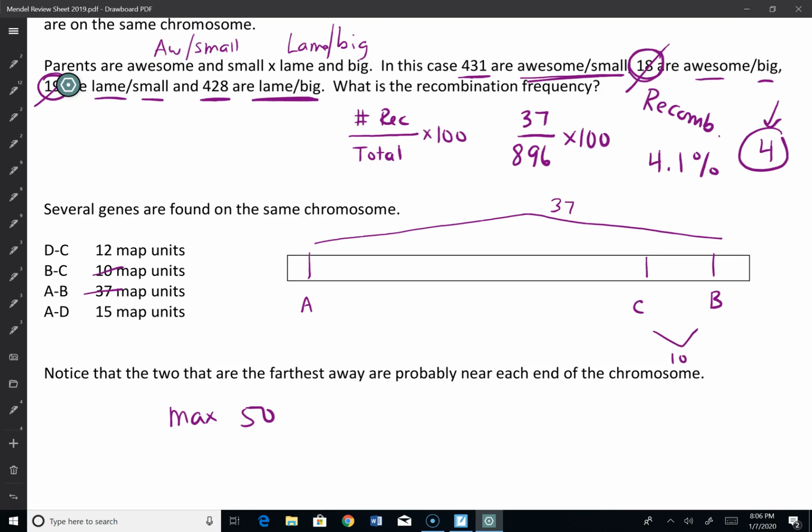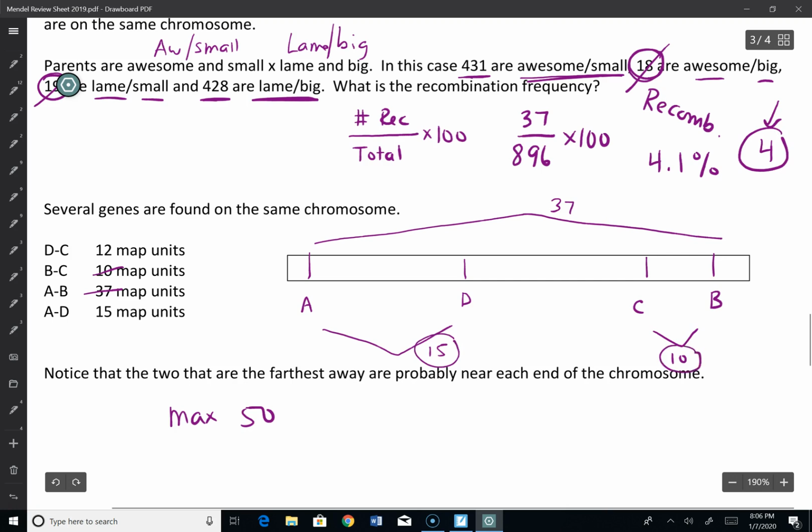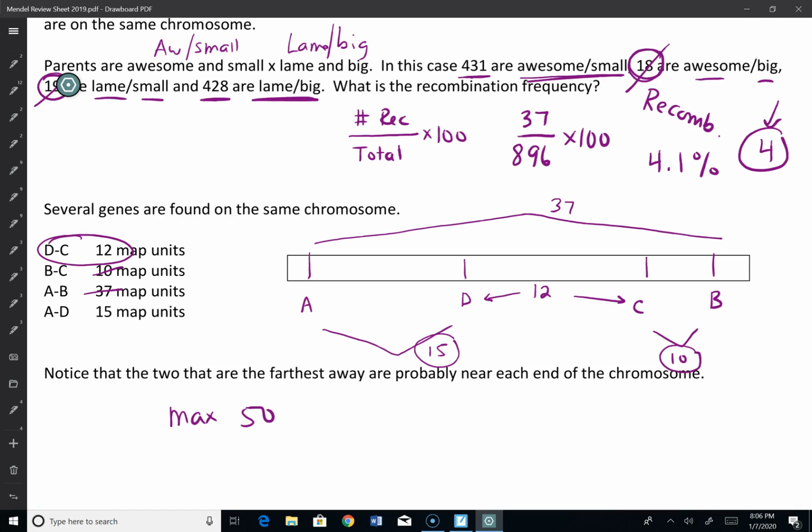Now I know A and D are 15 apart, so I go ahead and put my D right there, and I tell you that they're 15 apart. Well, 15 plus 10 equals 25. If I take that away from 37, that gives me a total of 12. And when I go back to my number, look how far C and D are away from each other: 12 map units. So that is how you do a map. We're going to practice another one when we're done here, but let's just kind of get through this.